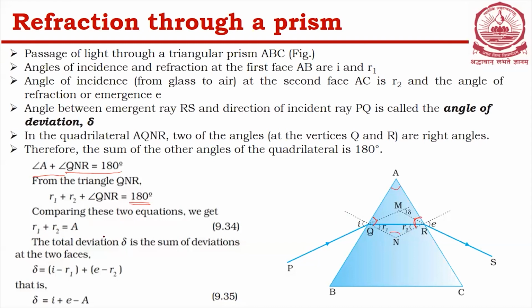So from these two equations, the total deviation is the sum of the deviations at the two places. How much deviation is produced by this prism? This total deviation is delta. It is nothing but the deviation produced at the two surfaces: I minus R1 is the deviation produced by the first surface, then E minus R2 is produced by the second surface. From this you can get delta is equal to I plus E minus A. So this is the total deviation produced by the prism.